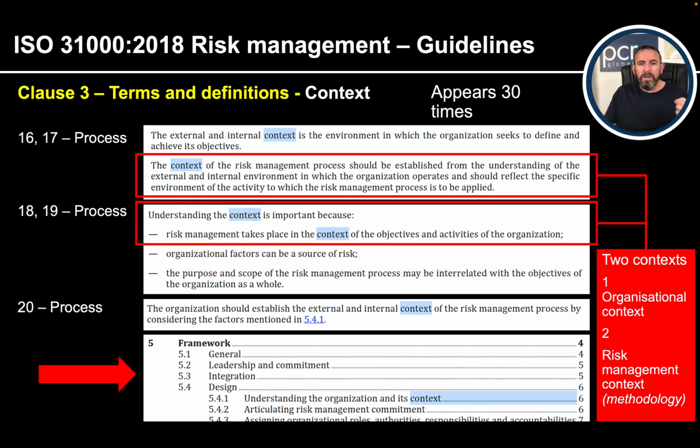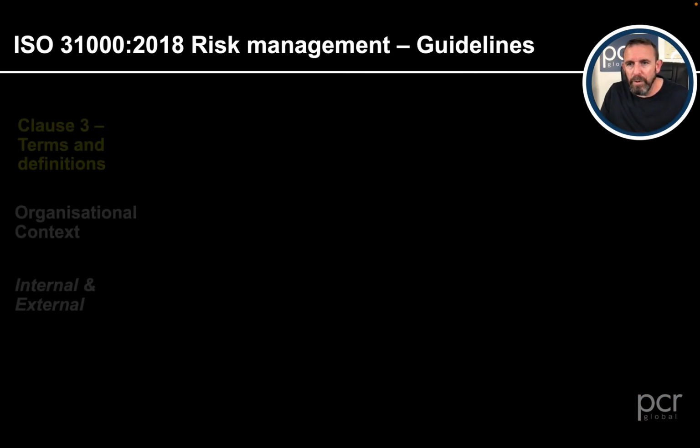And here we have the risk management takes place in the context of the objectives. So again, you can see that separation of the two, and you can see the reference to the two. The organisation establishes the external and internal context of the risk management process by understanding its external and internal context. Hopefully this is really simple. We can see that's 20 times this has been mentioned. It's really, really important. Okay, moving on.